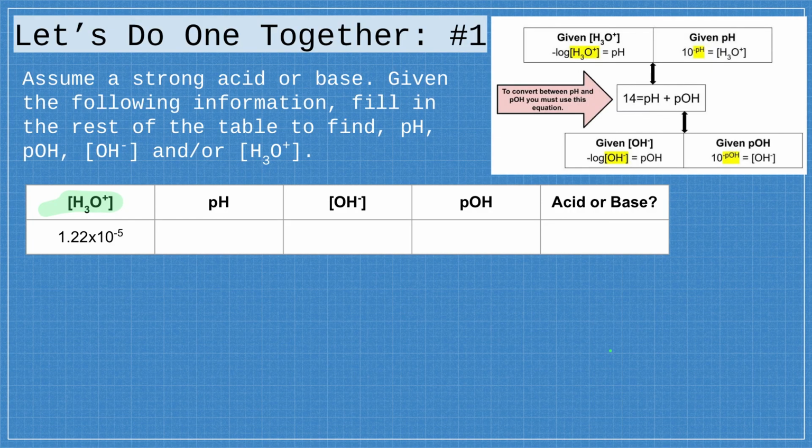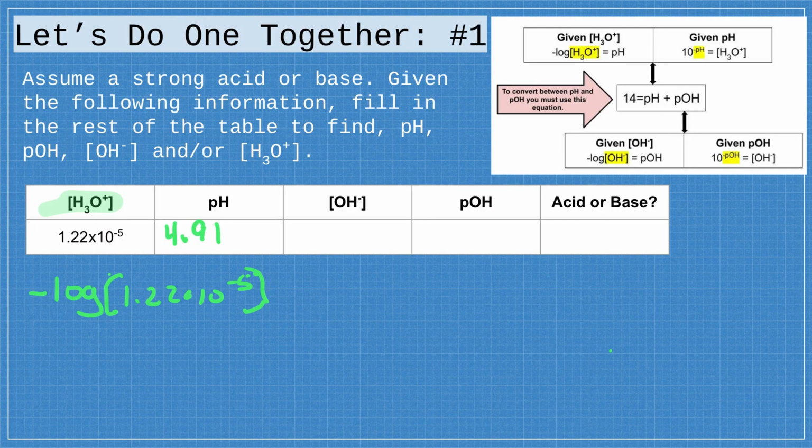So in order to do that, we're going to do, in our calculator, negative log of, let me change that number, that bracket, 1.22 times 10 to the negative fifth in our calculator. And when we get that, we get our answer as 4.91 as our pH. pH does not have a unit, okay?